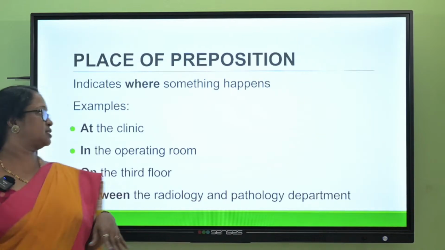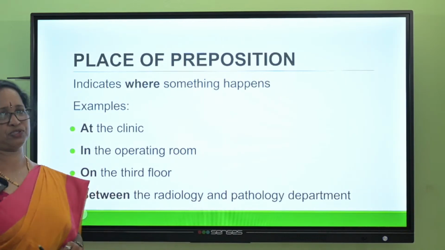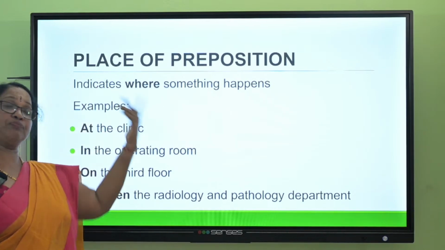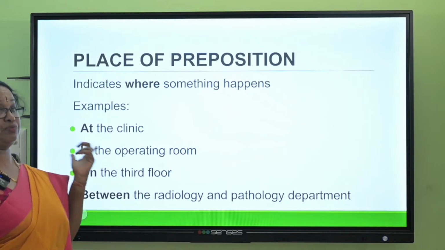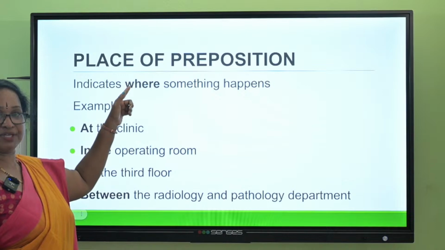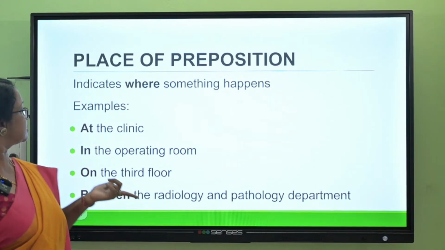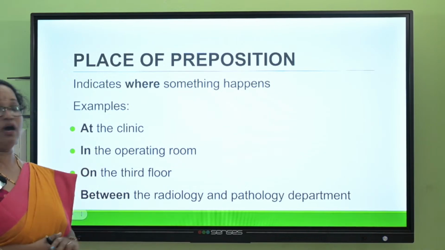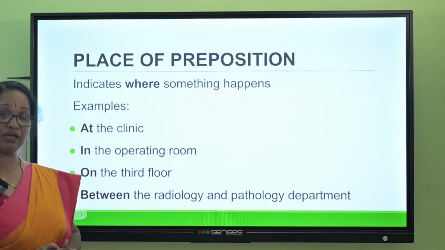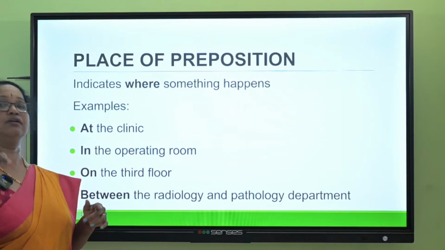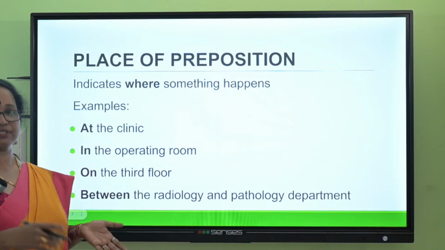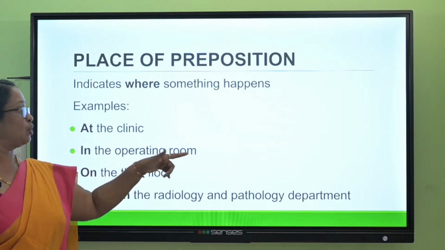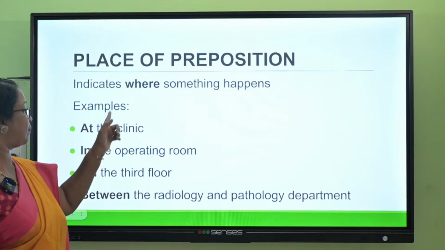And coming to the next, that is place prepositions. Place prepositions indicate where something happened. Before that I told when something happened. Now you see, place means where something happens. For example, he was presented at the clinic on 20th February 2014. So, the doctor was in the operating room, pointing out that particular place.